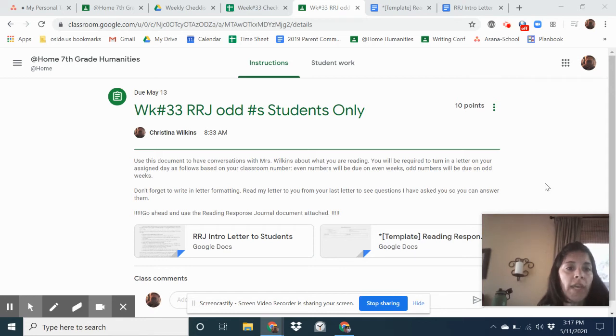So each week, or actually every other week, you need to turn in your RRJ, your reading response journal letter, to me. You're going to basically have a conversation with me about what you are reading. You're required to turn this letter in every other week, based on your classroom number. On even weeks, even-numbered students turn theirs in. On odd weeks, odd-numbered students turn theirs in. Do not forget to write this in letter format.